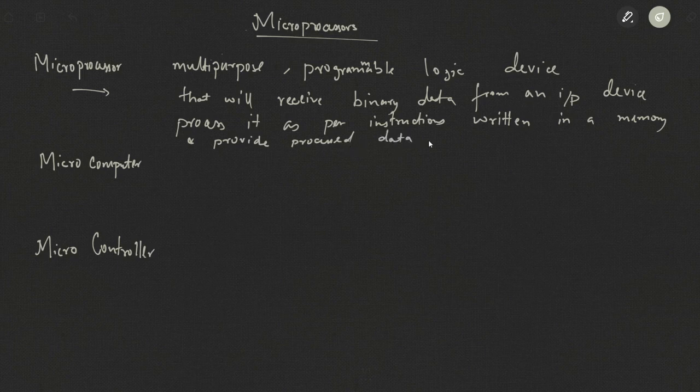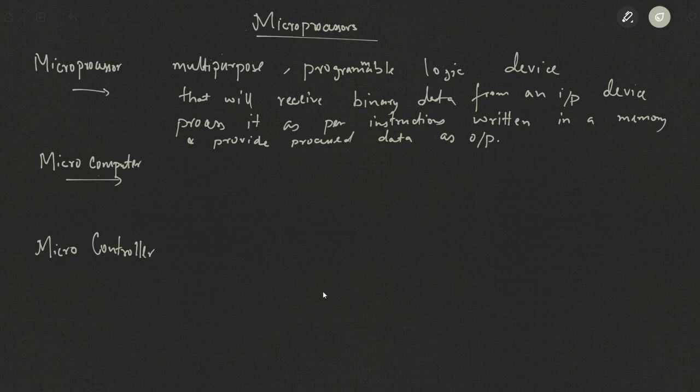It's a separate device, not a standalone device. It is something that will be separate from a memory. It will be separate from an input device. It will be separate from the output device. Only the processing unit will be referred to as the microprocessor. A microprocessor will be separate from an input, separate from an output, and separate from a memory.